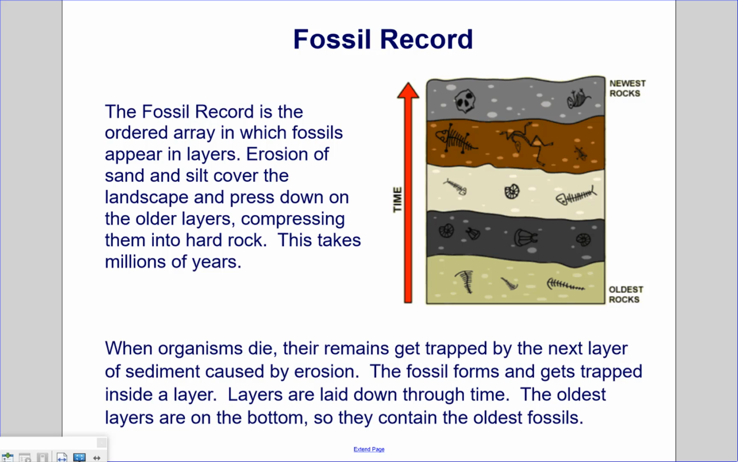The layers are laid down through time, and then the oldest layers are on the bottom and they contain the oldest fossils. So in these layers of fossils, we see that the older rocks have the older fossils and more simplified animals, not as complex as the animals on the topmost layers, because the layers on top are more recent, they're not as old, and so that also shows evolution through time. The animals become more complex as they evolve from their simple common ancestors.